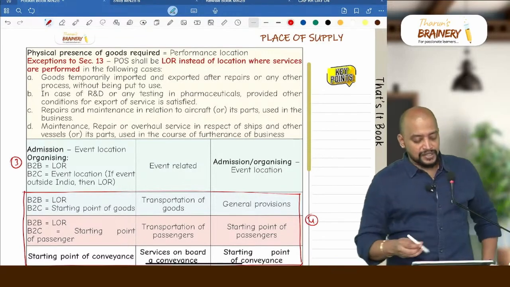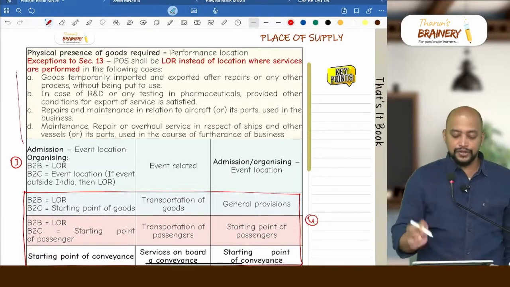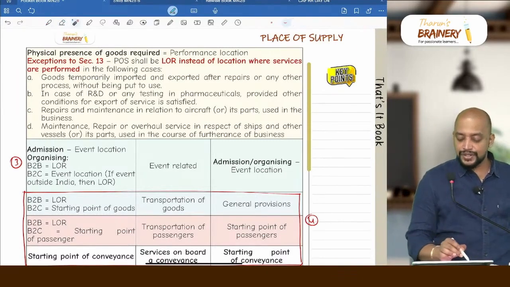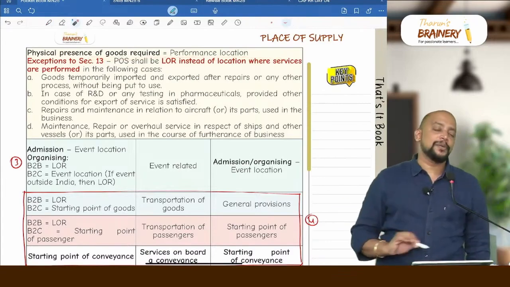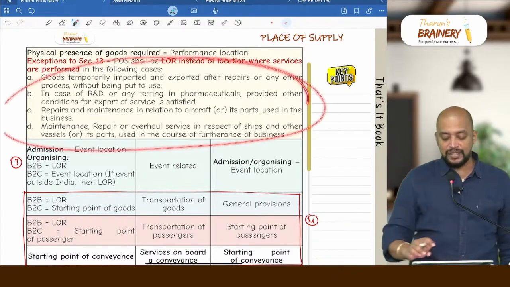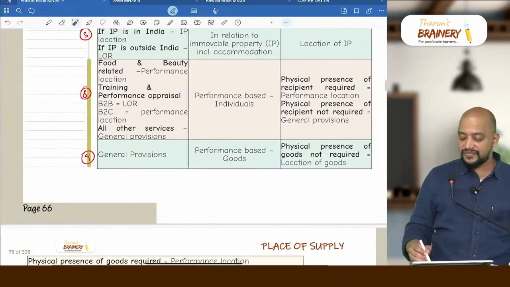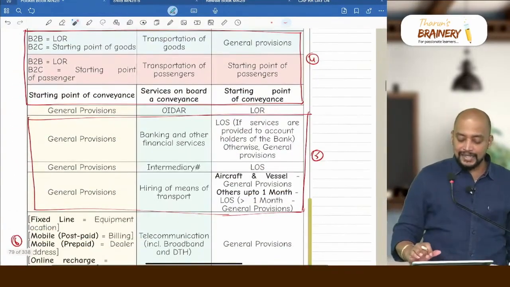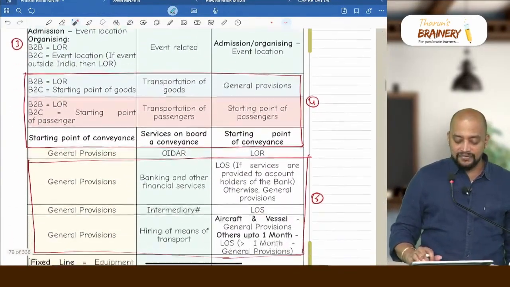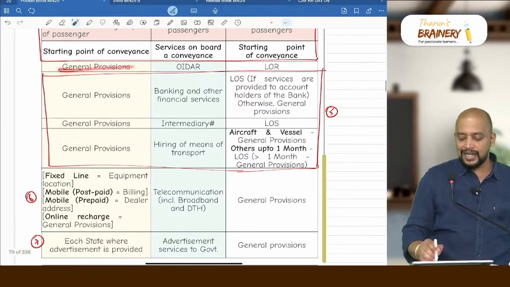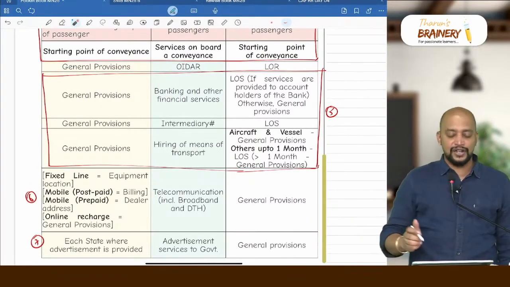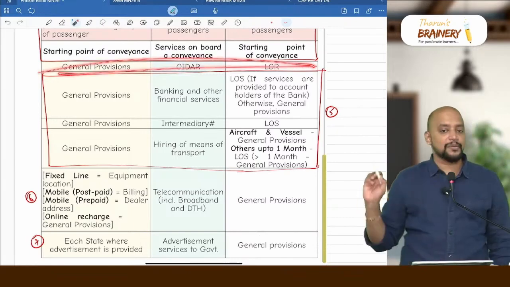These 4 exceptions. In these 4 exceptions, even though it is a performance based service in relation to goods, where physical presence of the goods is required, performance location will not be taken, but location of recipient will be taken as place of supply. Suppose if physical presence of the goods is not required, location of goods. And in case of OIDAR services, if you see, it is the general provisions only, and even section 13 also says location of recipient, which is nothing but a general provision. So there is nothing special that we need to remember in this case.